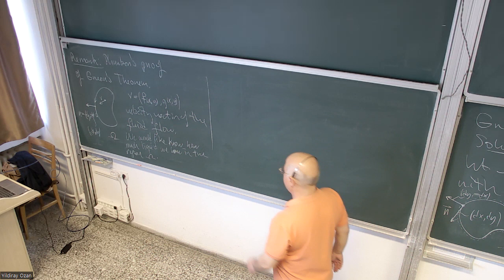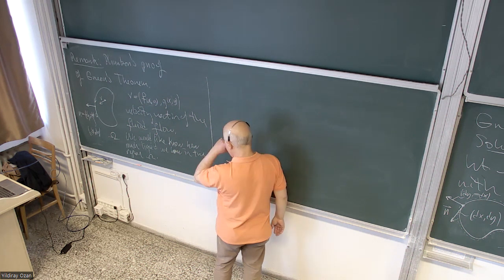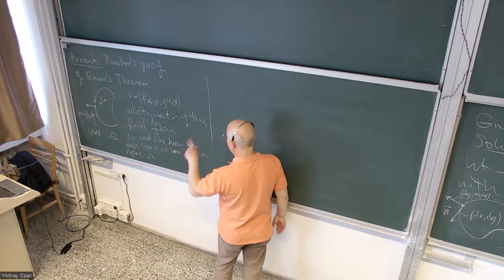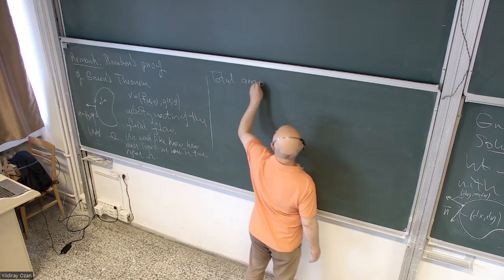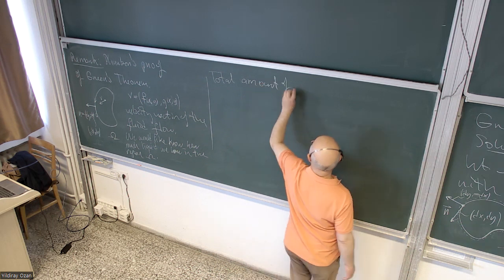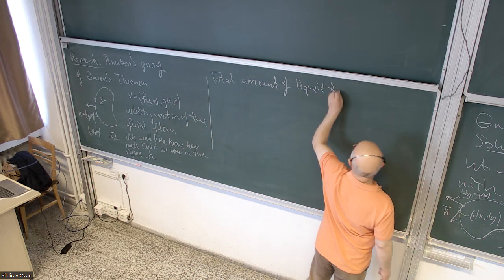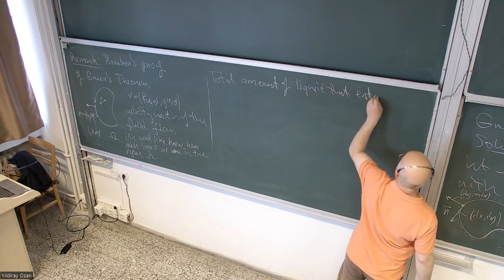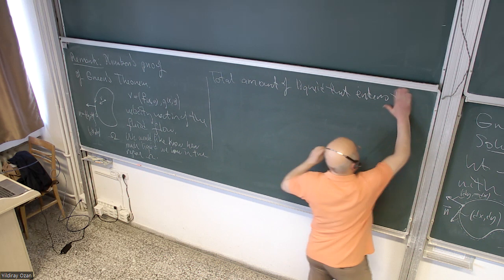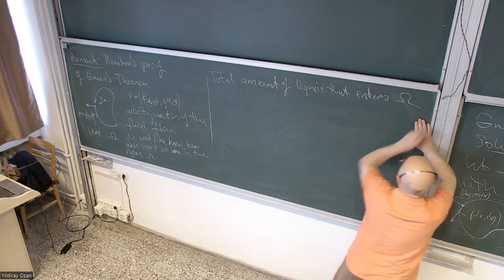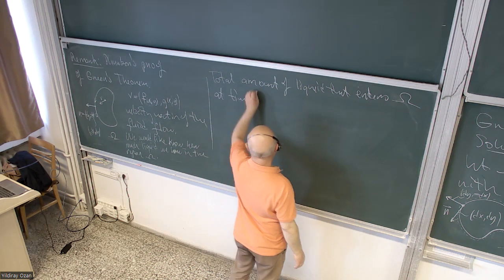So the total amount of liquid that enters the region omega at time t is what?